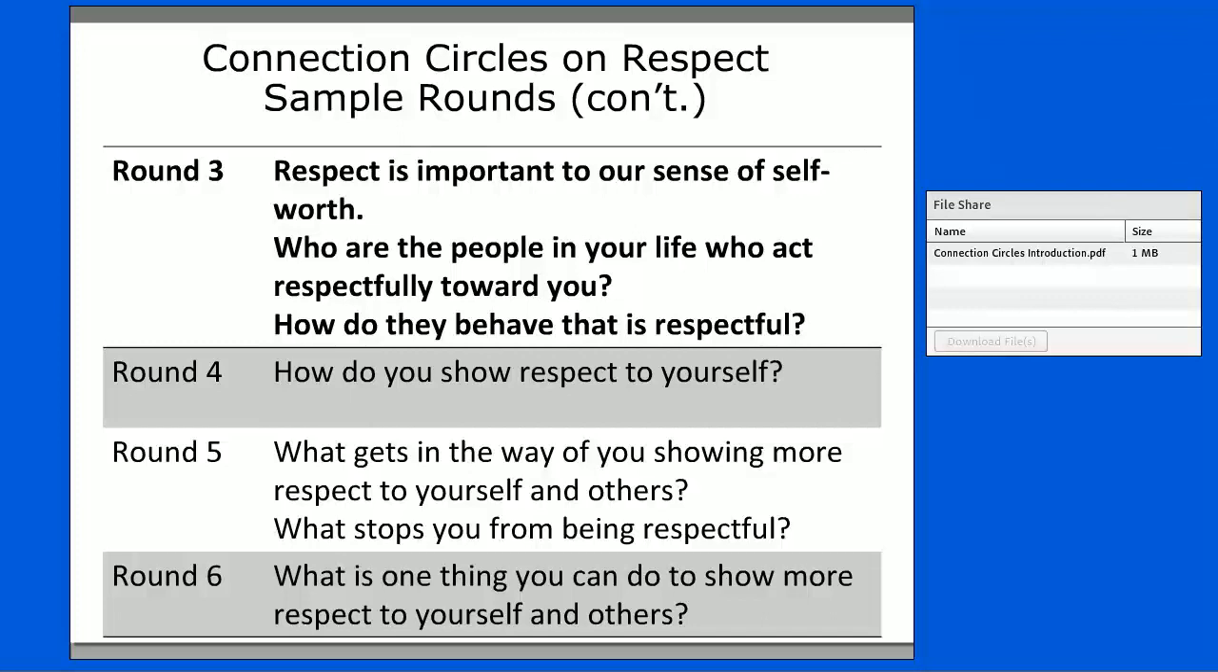Now here's an important question. How do you show respect to yourself? What gets in the way of you showing more respect to yourself and others? What stops you from being respectful? And finally, what is one thing you can do to show more respect to yourself and others?